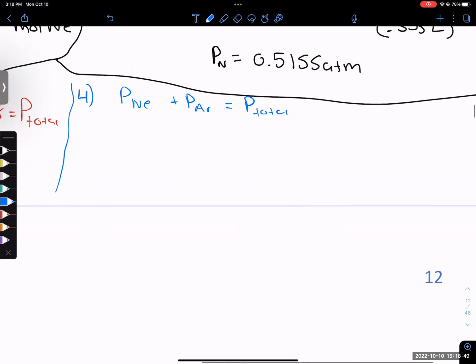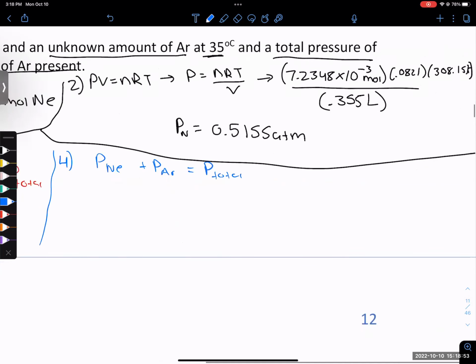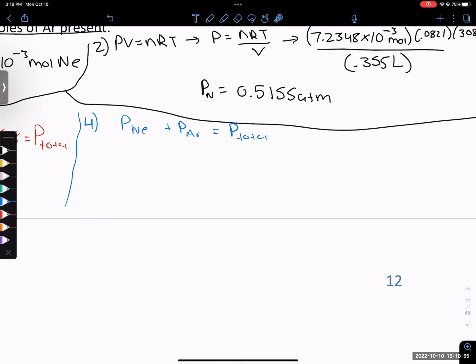What do we have here? We're looking for the pressure of argon. Well, we're looking for moles of argon, but in order to figure that out, we need to figure out the pressure of argon. We calculated the total, right? It's right here. We just did that in step 3.